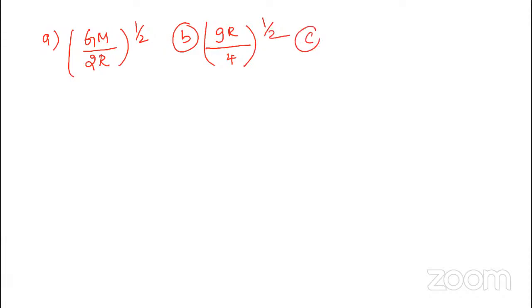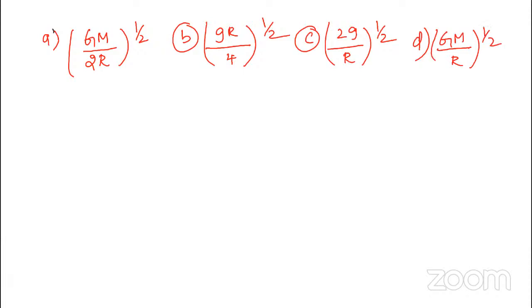So the options are: A, 3m by 2r the whole power half; option B, gr divided by 4 the whole power half; option C, 2g divided by r the whole power half; and option D, gm by r the whole power half. Okay, so these are all the options A, B, C, D. So how do we solve it? Here they are asking for the escape velocity, so escape velocity along with the height. So which formula can we choose? We can choose the third formula.